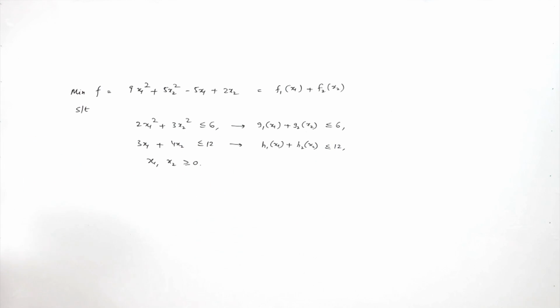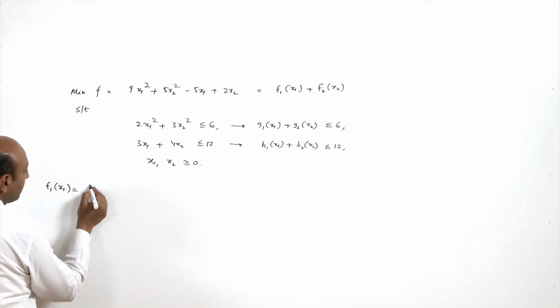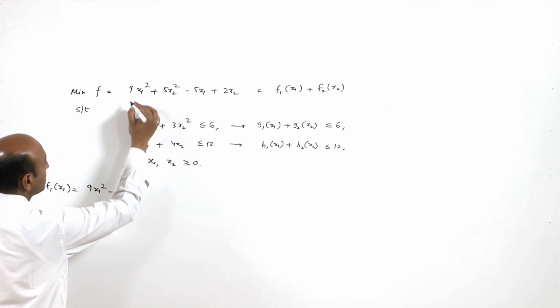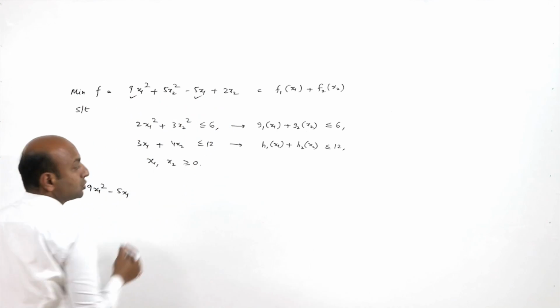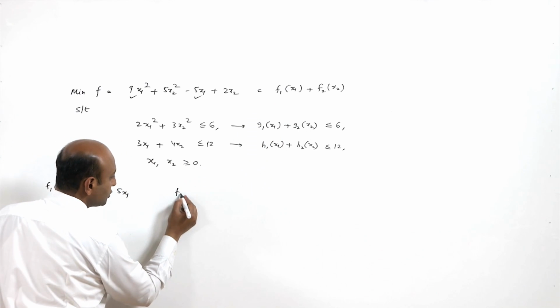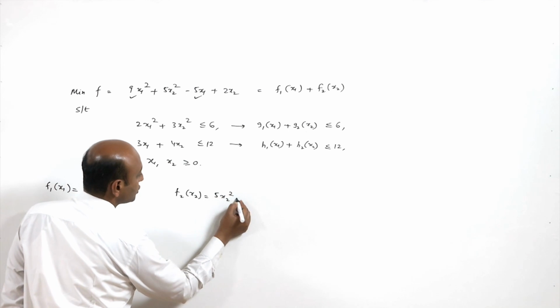Okay. Now, what is f1? f1 is a function of x1 and it will be 9x1 square minus 5x1. These are the functions of x1, so this will come in f1. Okay. And what will be f2 x2? f2 x2 is 5x2 square plus 2x2.